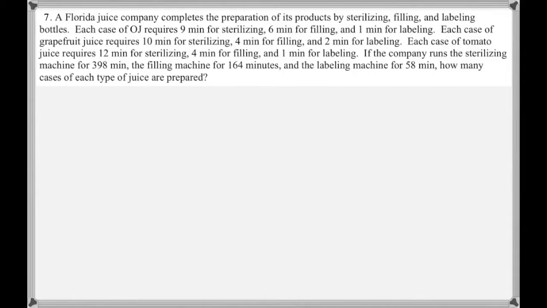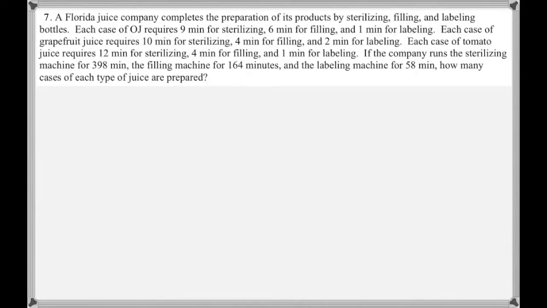A Florida juice company completes the preparation of its products by sterilizing, filling, and labeling bottles. Each case of OJ, or orange juice, requires 9 minutes for sterilizing, 6 minutes for filling, and 1 minute for labeling. Each case of grapefruit juice requires 10 minutes for sterilizing, 4 minutes for filling, and 2 minutes for labeling. Each case of tomato juice requires 12 minutes for sterilizing, 4 minutes for filling, and 1 minute for labeling.